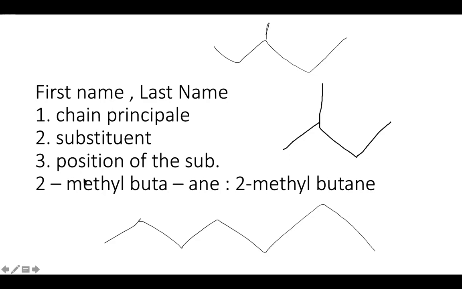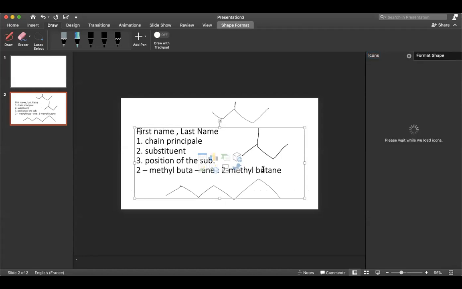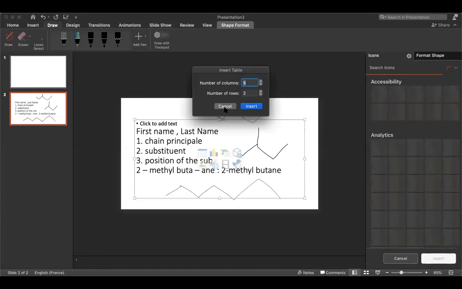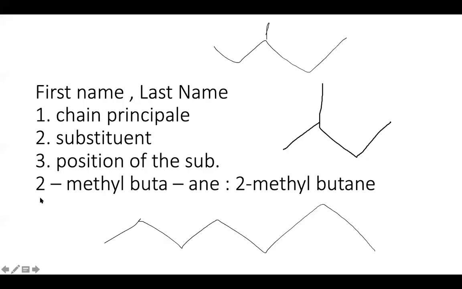This 2 shows the position. It shows the position at which the substituent is found. So for this molecule here, we have a substituent at position number 2. At position number 2, this substituent is a methane.